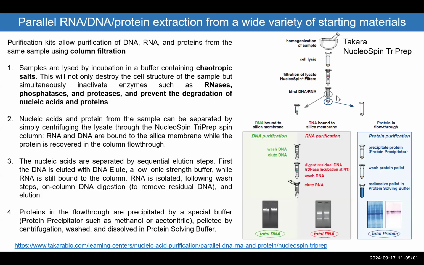Or you have that component on the column which contains DNA and RNA. So in order to get the DNA out, you simply degrade the RNA or the other way around, and then you wash and then you elute.